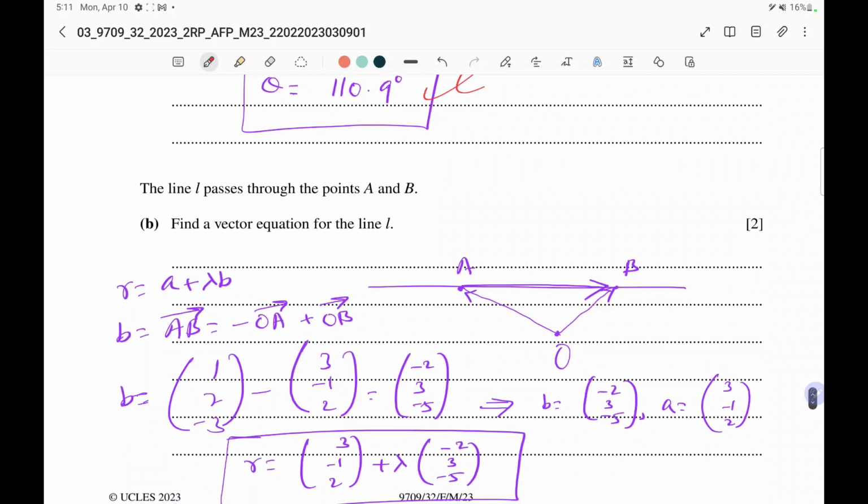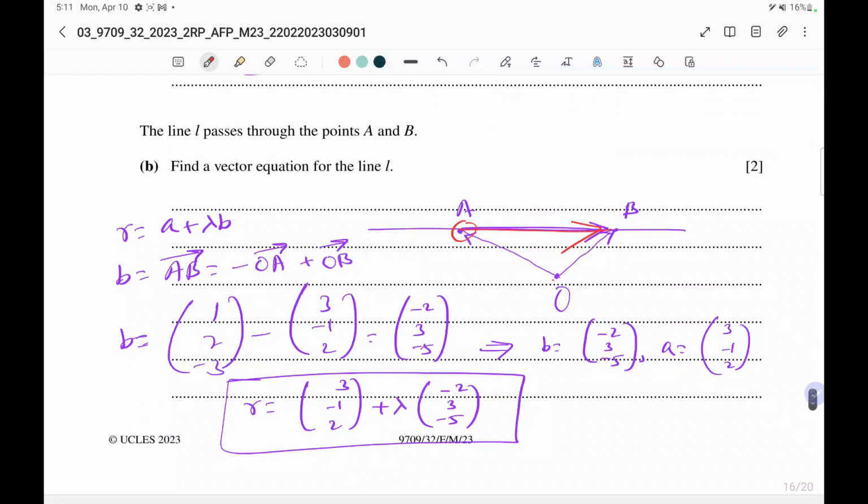L passes through the points A, B, find the vector equation. So this is AB, the line is passing, and this is O, the origin here. So we need to find a direction vector and one point. So the direction vector I am going to consider as AB. AB is minus OA plus OB, so AB is OB minus OA directly, you can write. So OB is half 1, 2, minus 3, and this is your OA, 3, minus 1. Just take the subtraction, and you will get minus 2, 3, minus 5 as B.